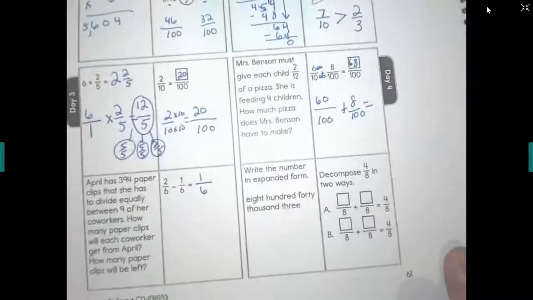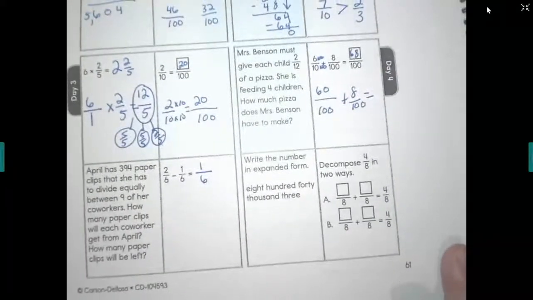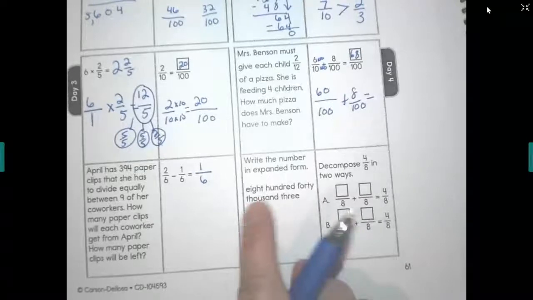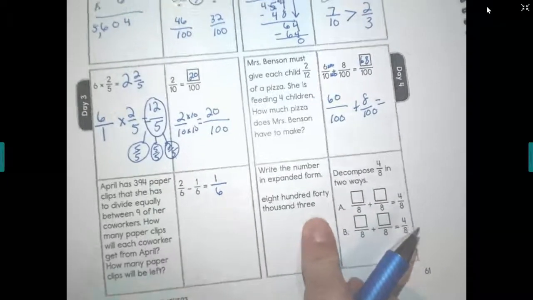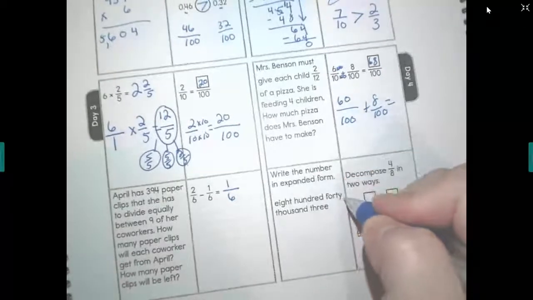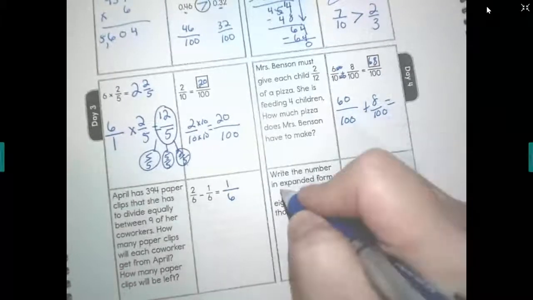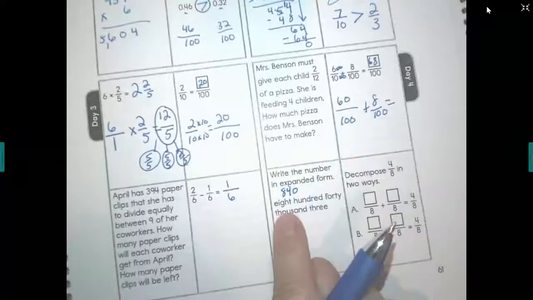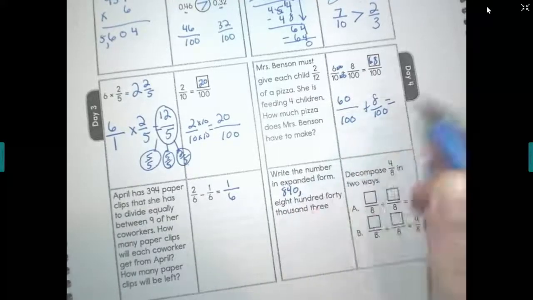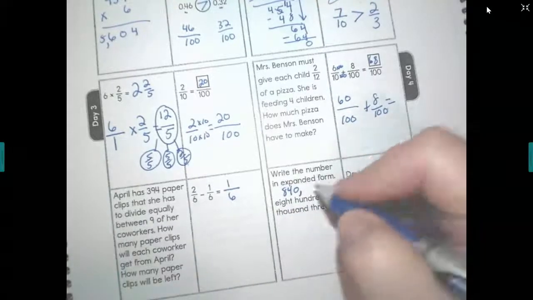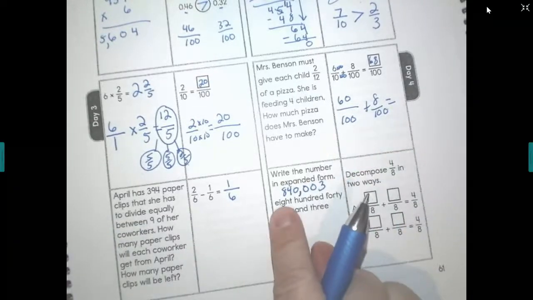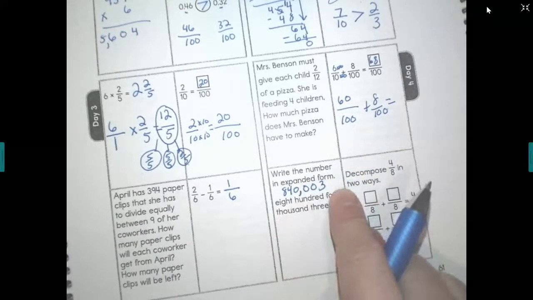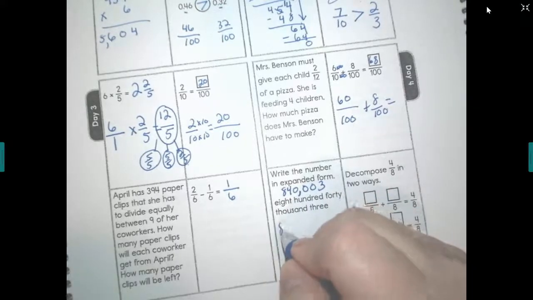All right, write the number in expanded form. Man, we haven't done this in a while. It says 840,003. So I'm going to write it in standard form first. So I know how to write 840. Then I see that word thousand. It tells me to put a comma. And then I just have the number 3. So I don't have any hundreds or tens. So it should look like this, 840,003.